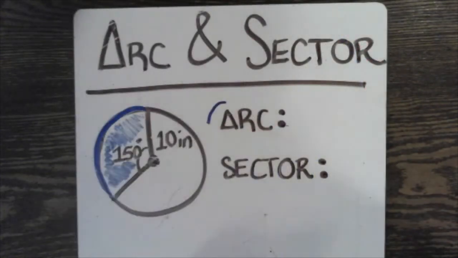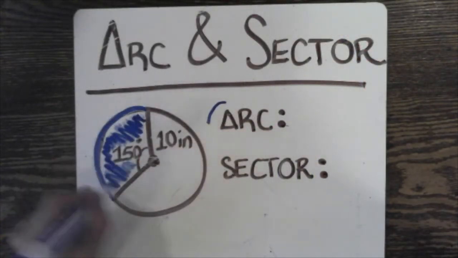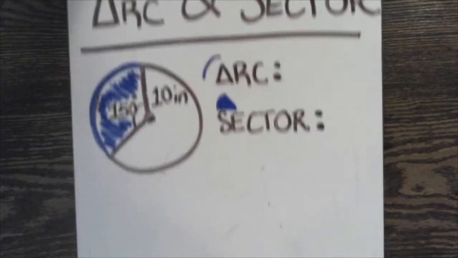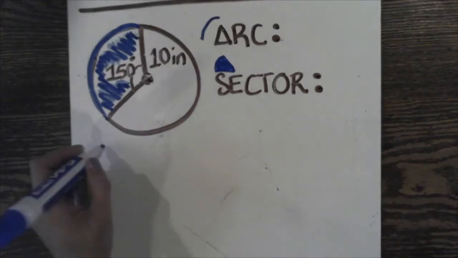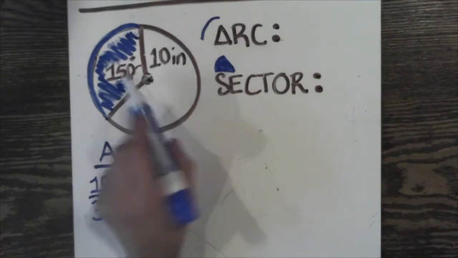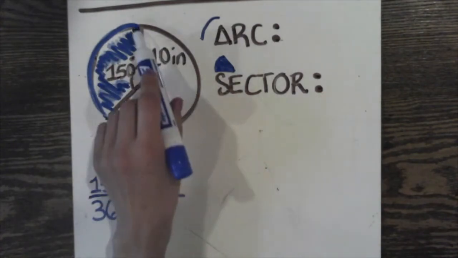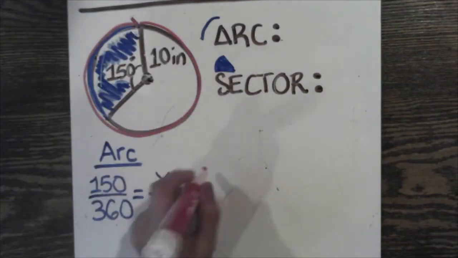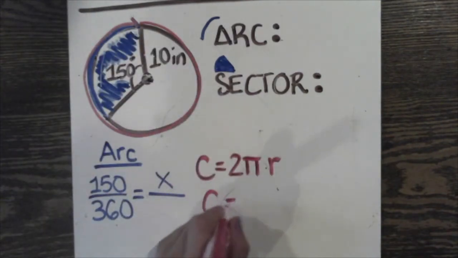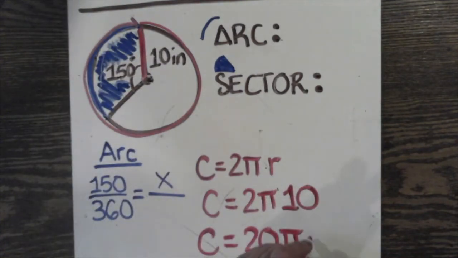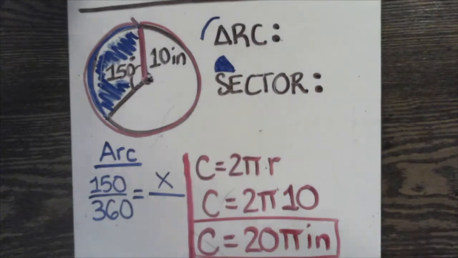Finally, let's take a look at an arc and a sector of the same circle. First, let's find the arc. When we talk about the arc, we talk about the length, and we are going to say we have 150 degrees out of 360 total. Now, I don't know the circumference of this arc, I don't know the length of this arc, but I can find the circumference of my full circle. Using the formula, circumference equals 2 pi r, where r is 10. 2 times 10 is 20, so I have 20 pi. And this is in inches, not square inches, because perimeter is only one dimension.